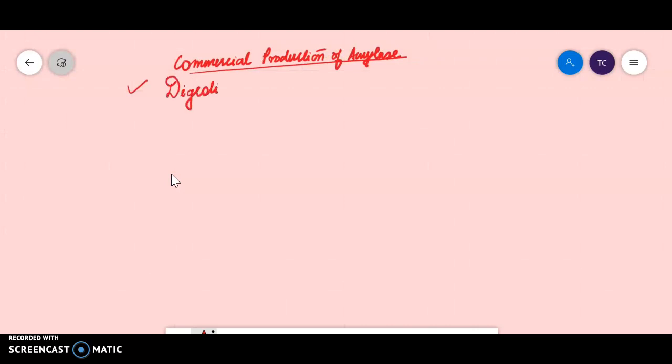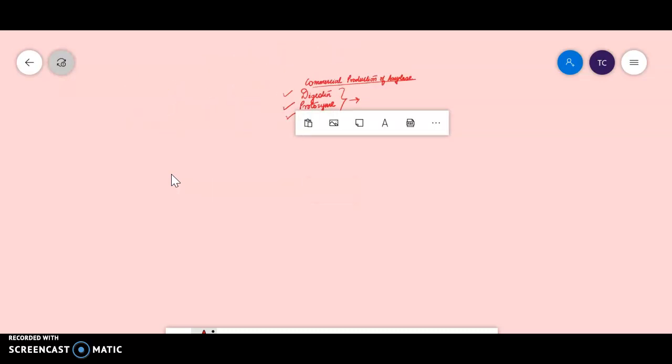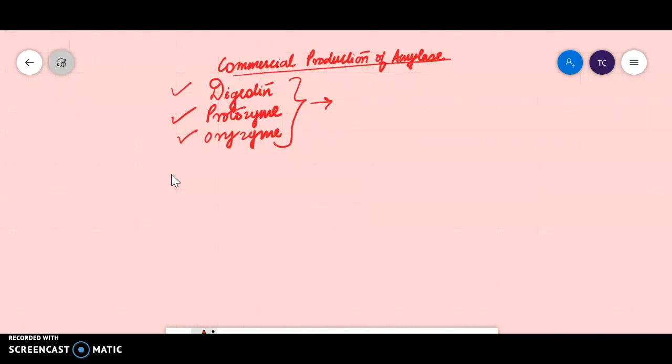digestive enzymes like protozyme or orizyme? These are basically some of the trade names of digestive enzymes, and these digestive enzymes are produced by microorganisms and contain fungal amylase. Amylase is used in the pharmaceutical industry. Amylase is also used in the textile industry.